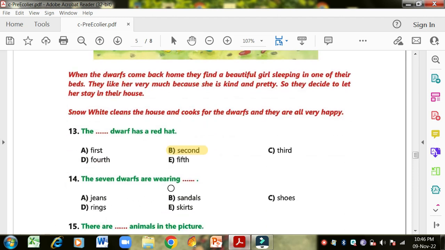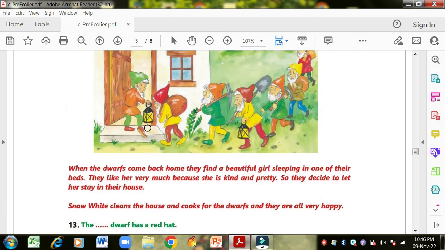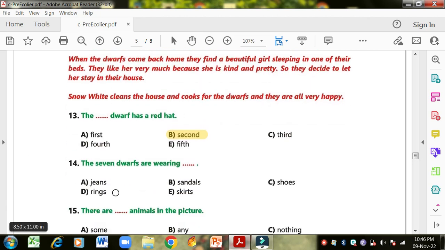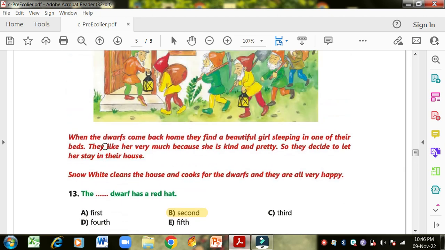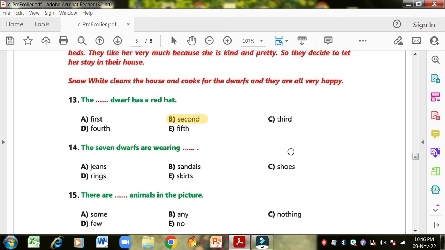The 7 dwarfs are wearing dash. What are they wearing? You can see the options: jeans, sandals, shoes, rings and skirts. No, they are not wearing jeans and rings, sandals and skirts. They all are wearing shoes, and all are having the same shoes. The color is different. So the correct answer is shoes.